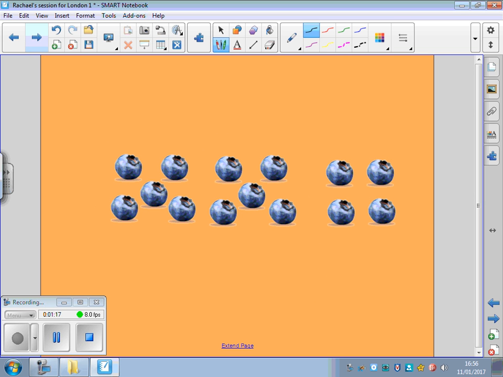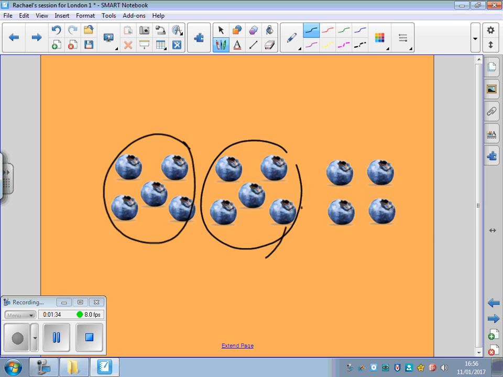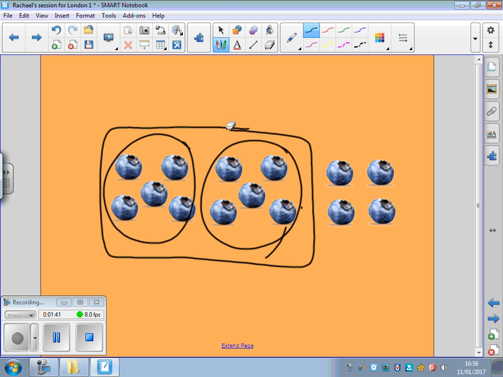Now I've got some blueberries and I need to count these blueberries as well. I don't want to start counting at 1 because there's quite a few blueberries and that's going to take me a long time. So I'm going to look for a group of 10, and I can see a pattern in the blueberries. I can see that there's a pattern of 5 here and a pattern of 5 here. And if I think about my number bonds, I know that 5 and 5 make 10. So there's my group of 10. So I've got one group of 10, and I'm going to count on the rest of the blueberries. 10, 11, 12, 13, 14.